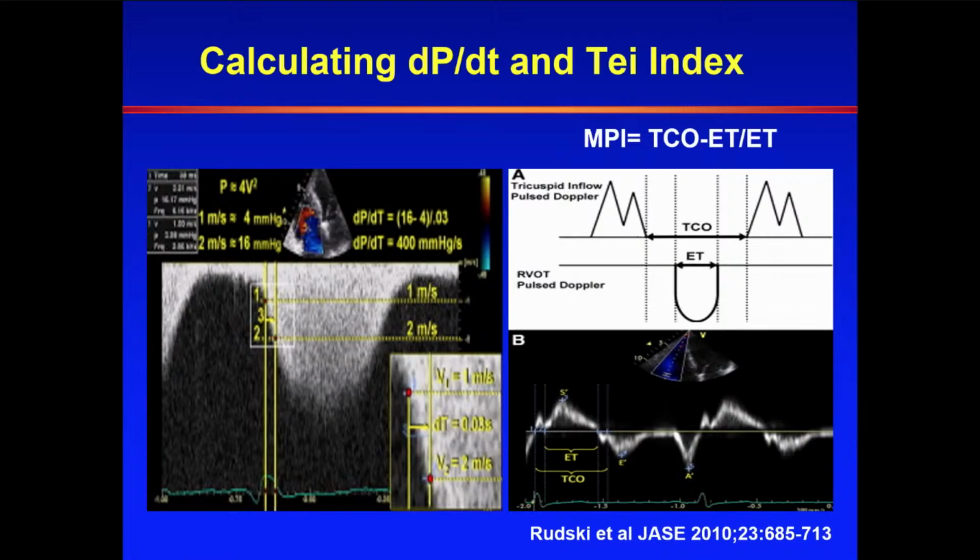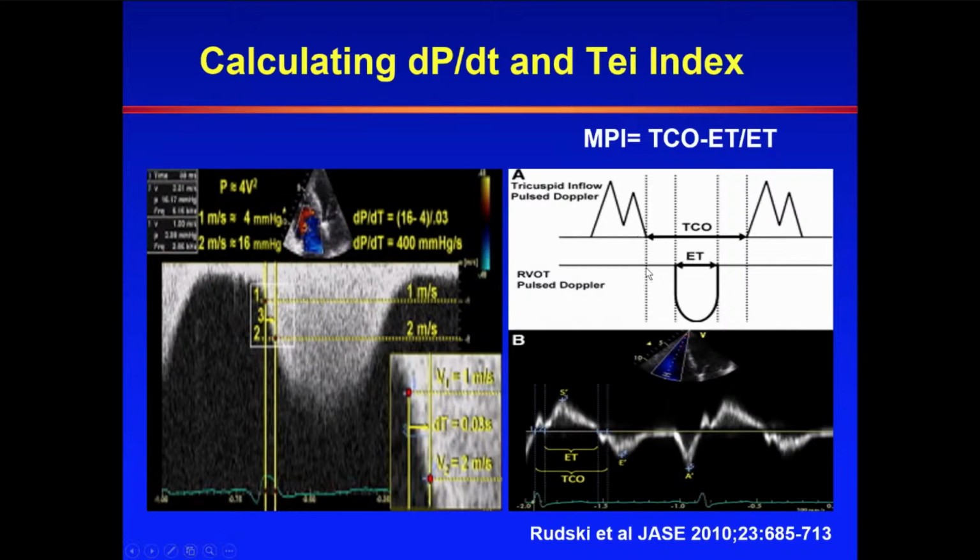And hence the importance of paying attention to the RR intervals and trying to match these. If we calculate the time between the end of A velocity of one cardiac cycle and the onset of tricuspid E velocity of the second cardiac cycle, this has these 3 time intervals. You subtract from that total time interval the ejection time, which you record from the RV outflow tract, then you end up in the numerator with isovolumic contraction time and relaxation time divided by ejection time. This is by pulse wave Doppler.